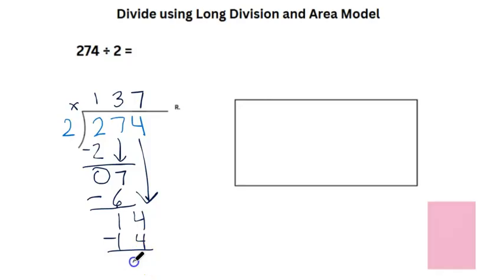14 minus 14 is 0. So this shows me that I have nothing else I need to divide. There's no more numbers in my dividend, and I have nothing remaining. This R up here stands for remainder. Right now, we do not have a remainder. There's nothing left over. But if I did have something left over that I could not divide into those two groups equally, I would show that left over here.